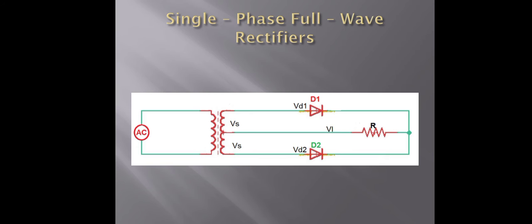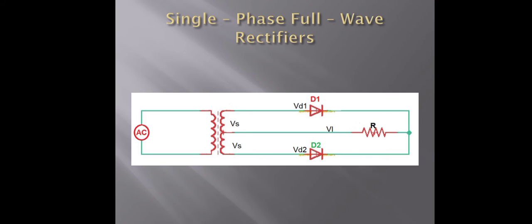Because there is no DC current flowing through the transformer, there is no DC saturation problem of the transformer core. It is also called the midpoint rectifier. The turns ratio from the secondary to the transformer primary is taken as unity for simplicity.